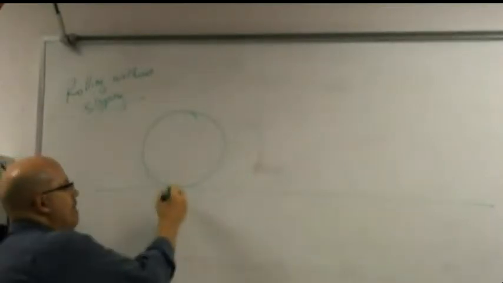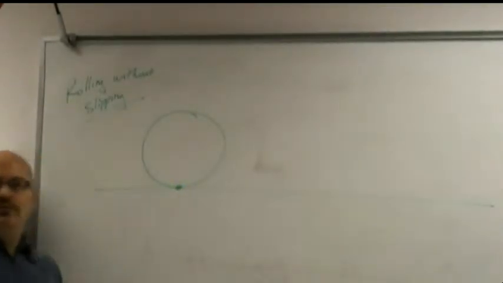Let's talk about rolling stuff just for a second. A couple of things about rolling. Number one is when something is rolling without slipping. What's the velocity of this point right here when you're rolling without slipping relative to the ground? 0. It's stationary.